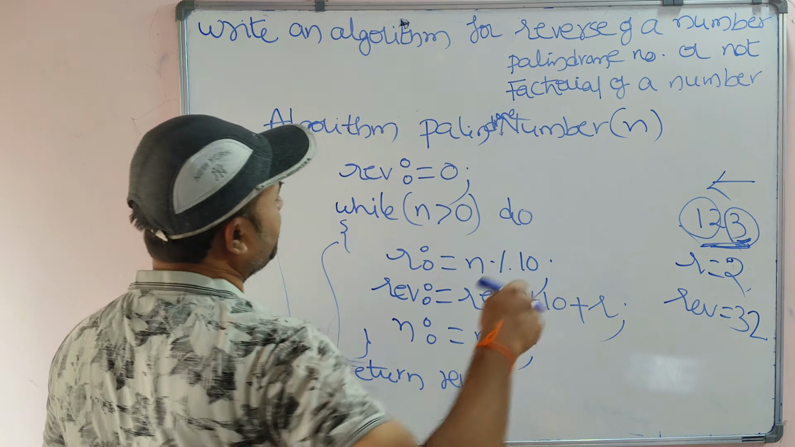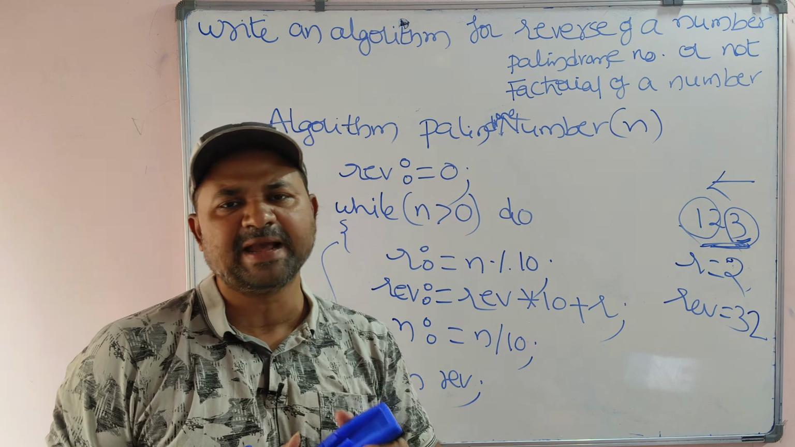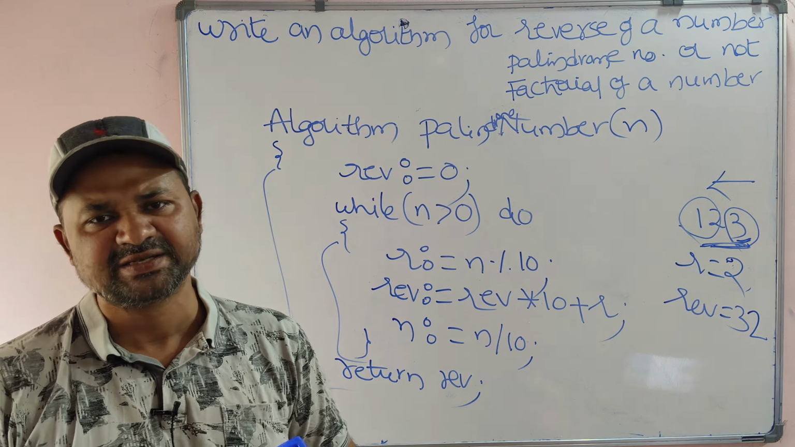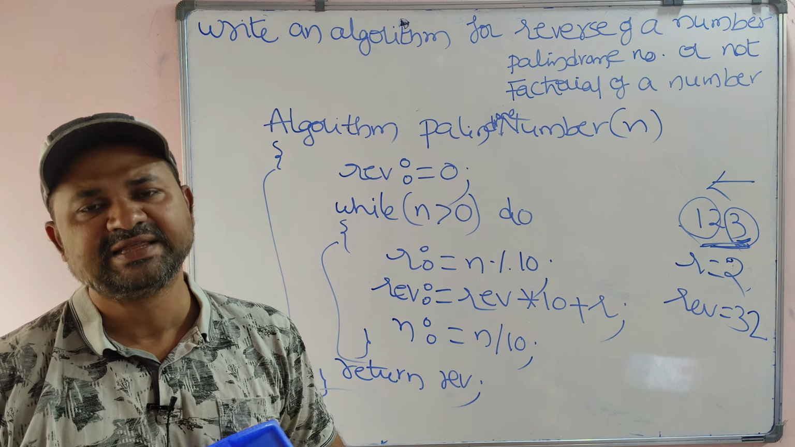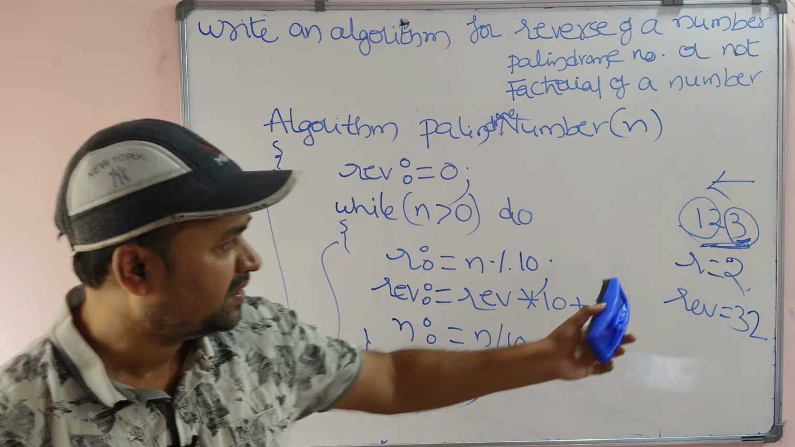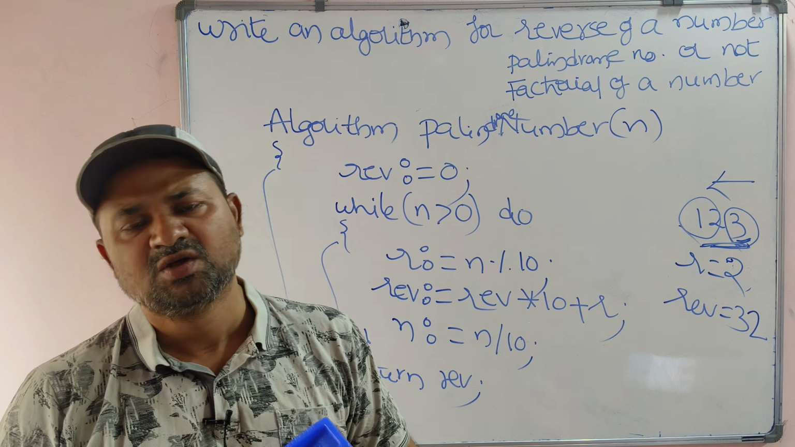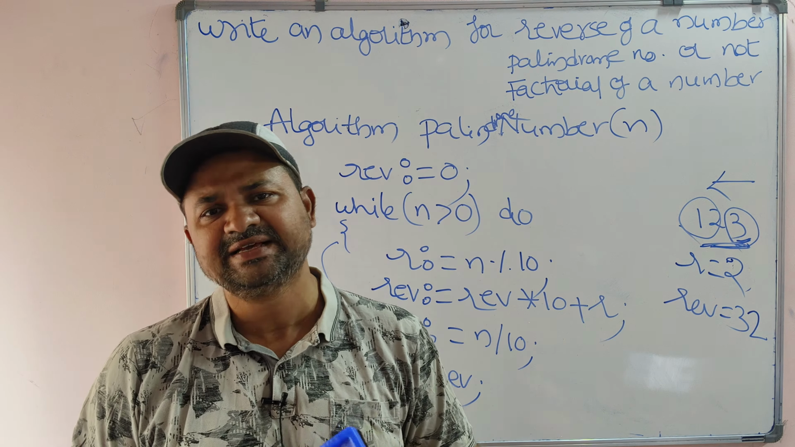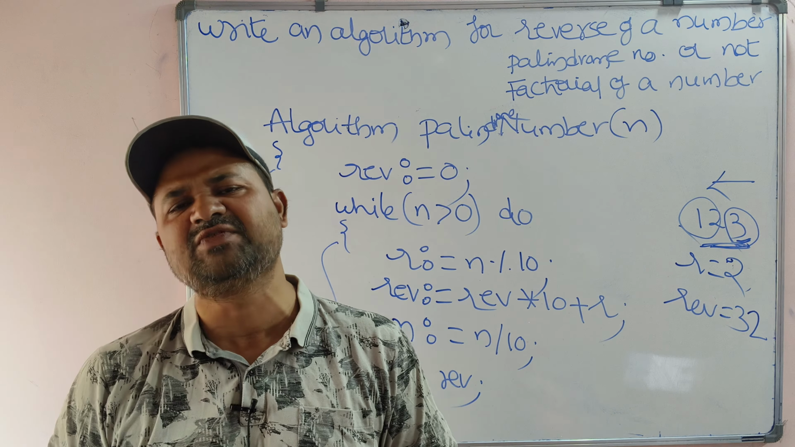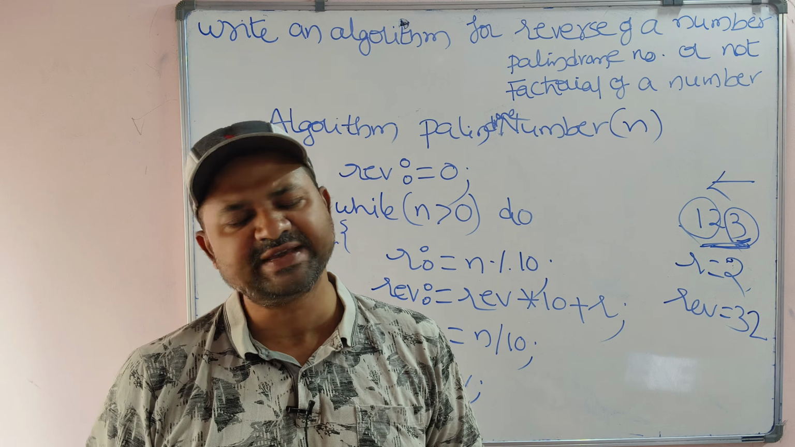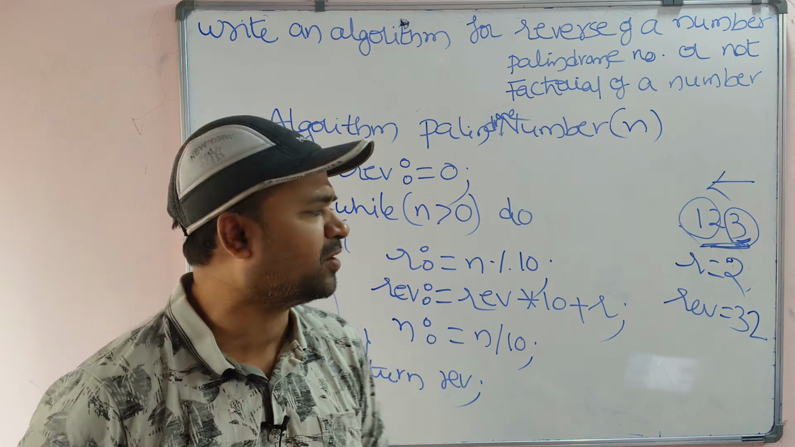Palindrome number. So we know what is a palindrome number. Palindrome means if the reverse of a number is equal to the given number, then it is called a palindrome. Let the number be 123. What is the reverse of 123? 321. So the given number 123 is not equal to 321. So we can say that 123 is not a palindrome number.